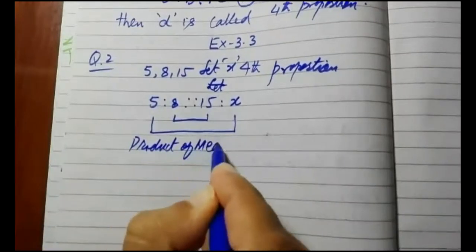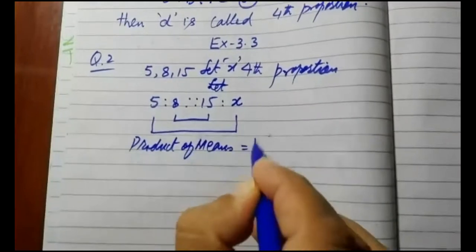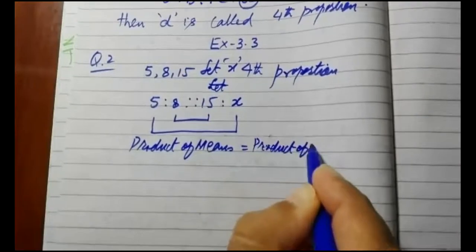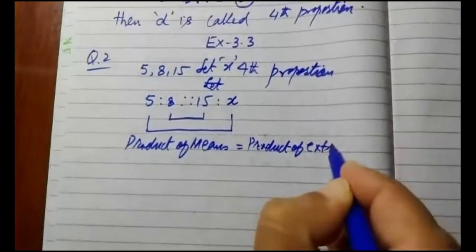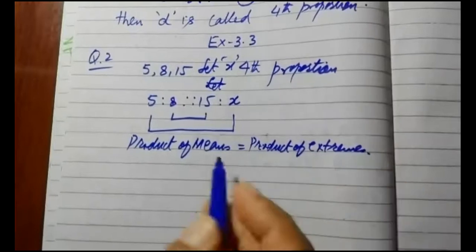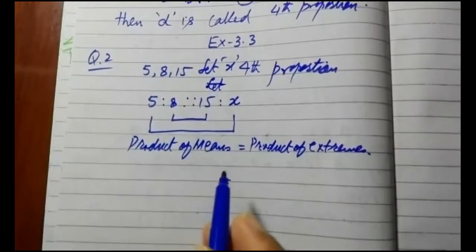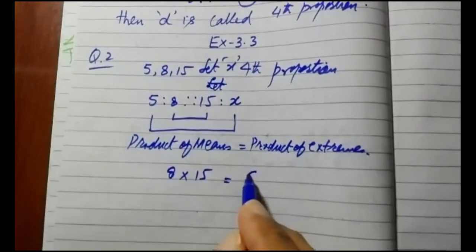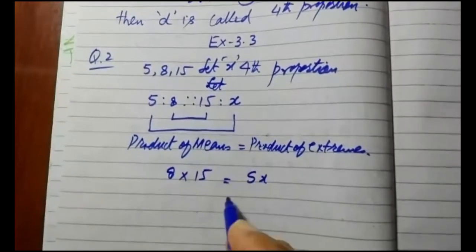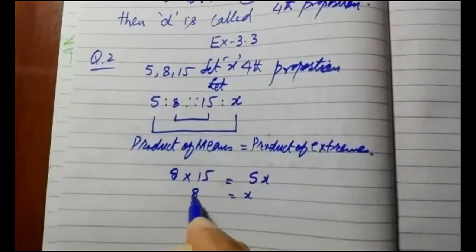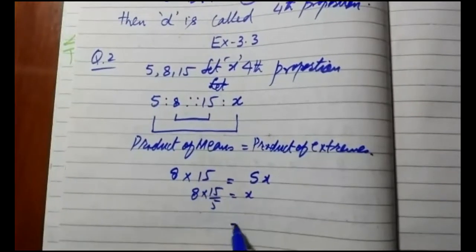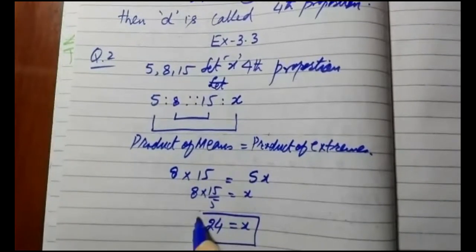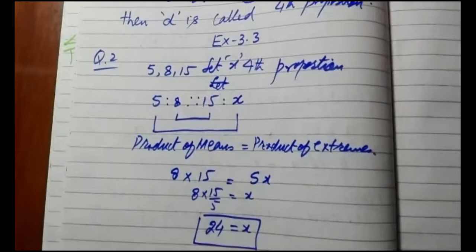The product of means is 8 into 15, in between the terms, and 5 into x is the product of extremes. So simply work it out: 8 into 15 divided by 5 on the other side. So x will become 24. This will be the value of the fourth proportion.